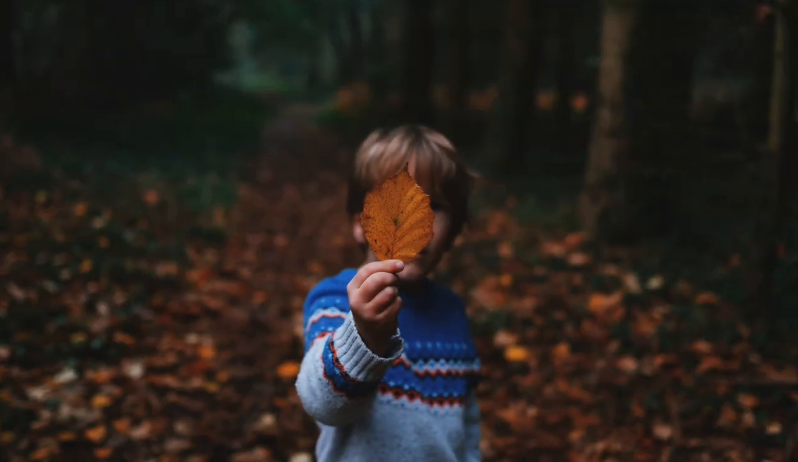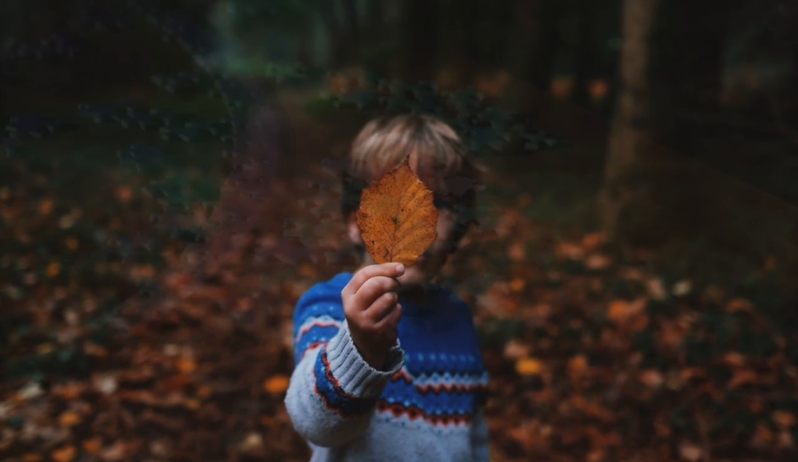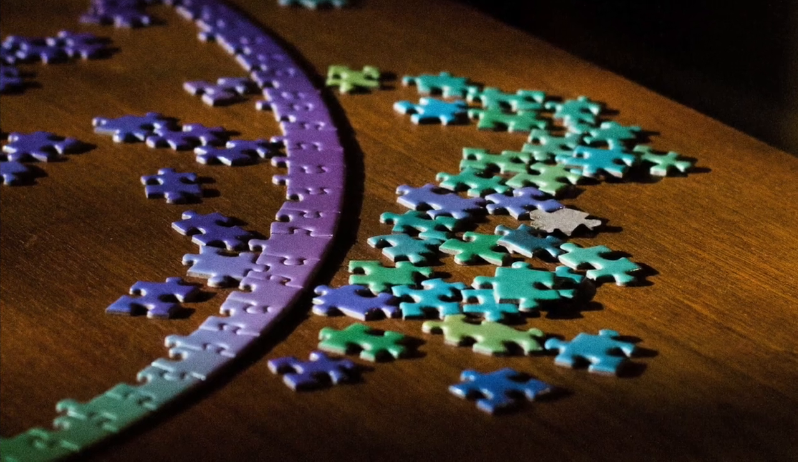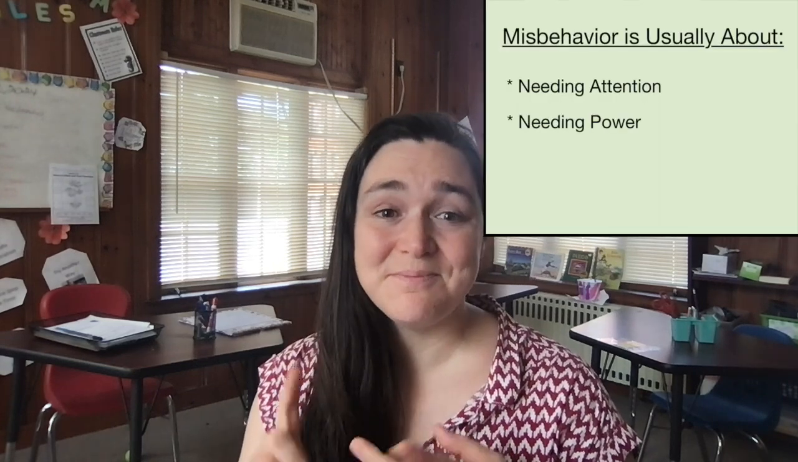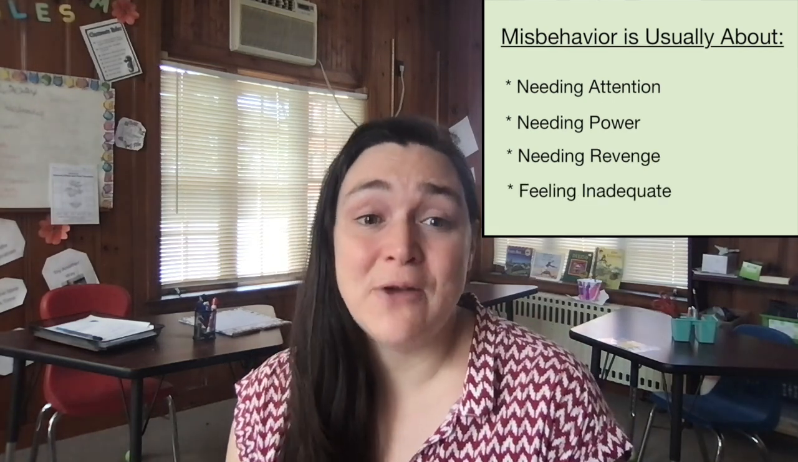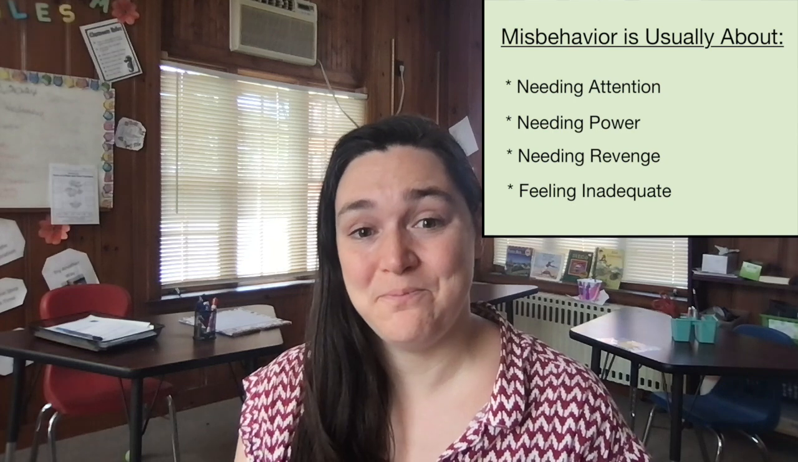That brings up another good emotional boundary, which is just to know you're part of the puzzle for this kid and can't solve everything for them. Finally, know that it's not personal if a kid pushes your buttons. Misbehavior is usually about one of 4 things: needing attention, power or revenge, or feeling inadequate. And you'll need emotional boundaries not to get sucked into that with them.